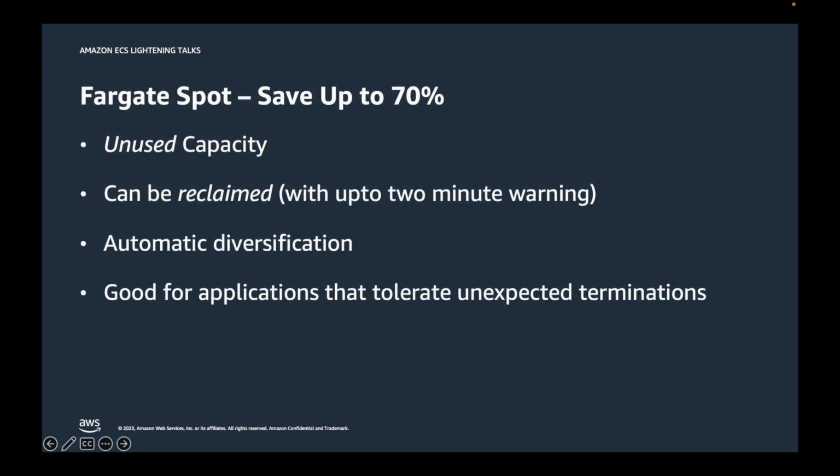Fargate Spot is the unused capacity available on Fargate for up to 70% off of the Fargate pricing. Just like EC2 Spot, if you're familiar with that concept, Fargate Spot can also be reclaimed with a 2-minute notification. For Fargate Spot, we take care of the automatic diversification across multiple instance types and families in such a way that you can get the most optimal Fargate Spot capacity. Fargate Spot is best for applications that are fault tolerant and can recover from terminations.